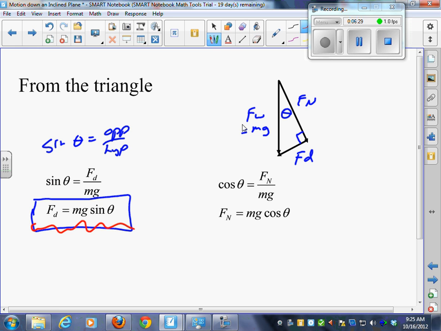Okay? Because the normal force is adjacent, cosine theta is adjacent over hypotenuse, right? Adjacent is the normal force, hypotenuse is FW or mg, so I get cos theta equals Fn over mg, and here's the second formula that goes with it. Fn is equal to mg cos theta, and that's always true. The normal force is always mg cos theta. Always.